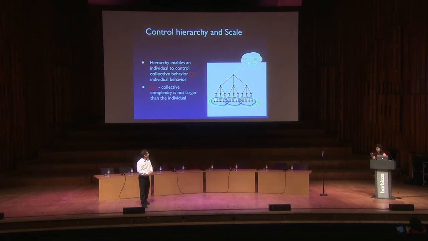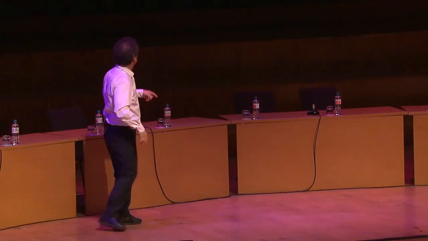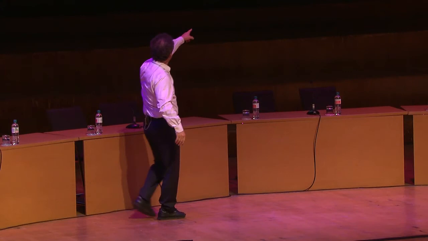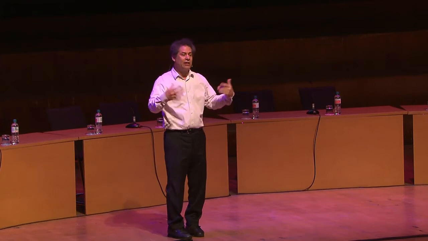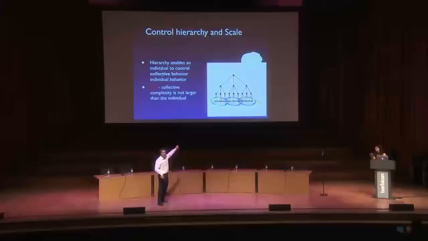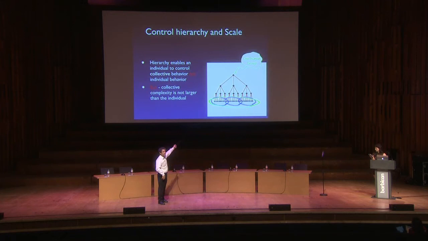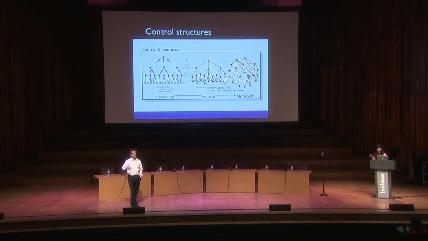So this is a limitation, and the limitation is the following, that the collective behaviors of the system cannot be more complex than the communication ability of the individual at the top. Is that clear? Anyone want to nod? Is that clear? Yeah, okay, good. Next. So today, organizations are not typically hierarchies.